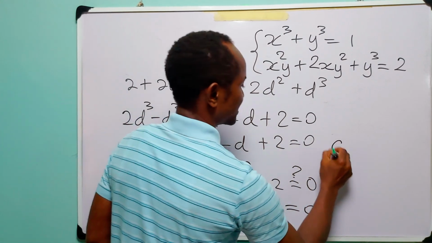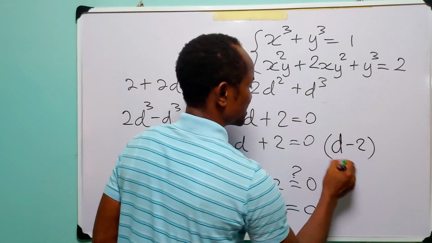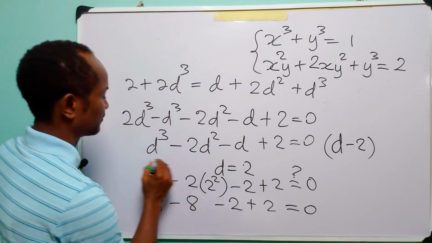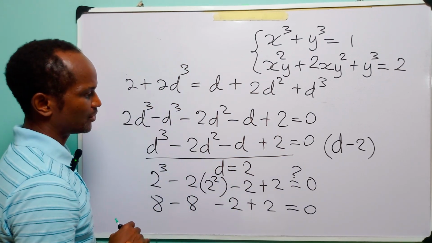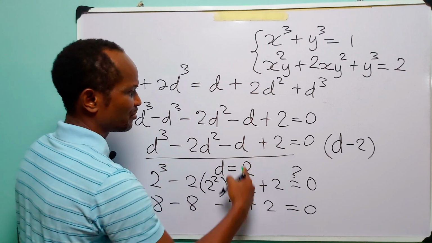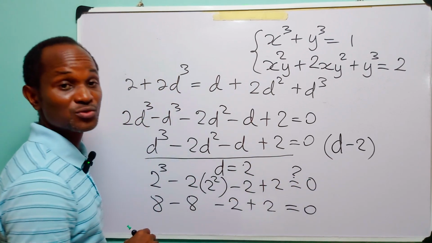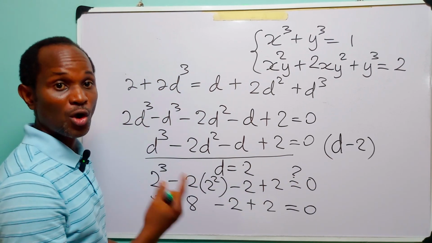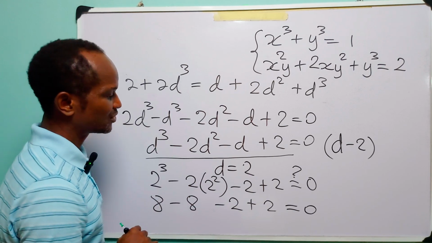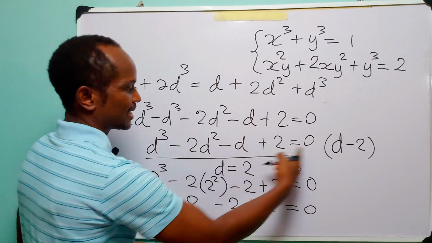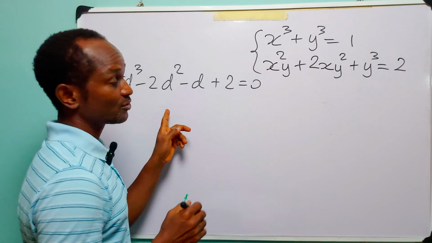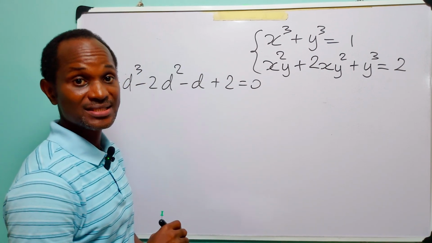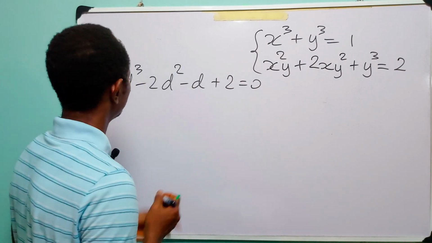So that means that d minus 2 is a factor of this polynomial. Now what we are going to do is to divide this polynomial by d minus 2 to find the quadratic factor which we can solve for the other two values of d that satisfy this cubic equation. Now to find the quadratic factor, let us use the synthetic division method.